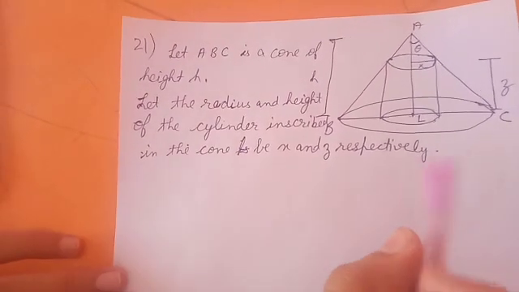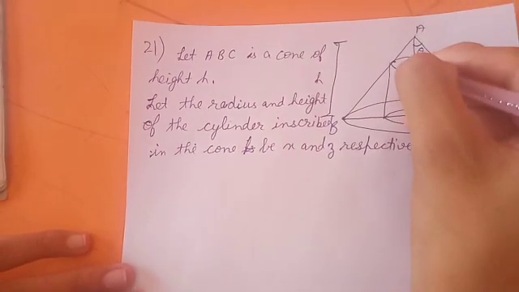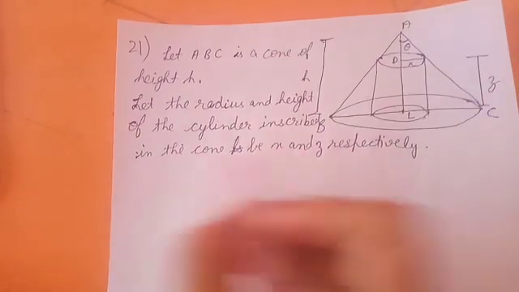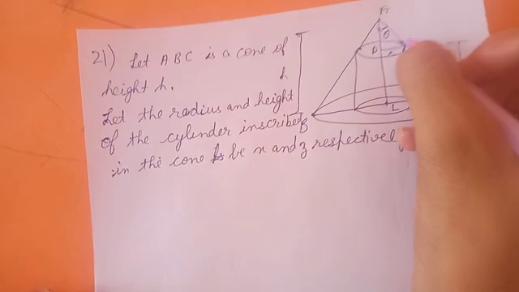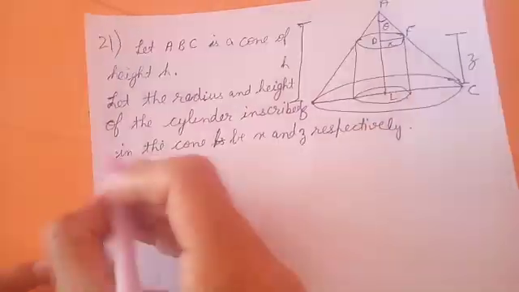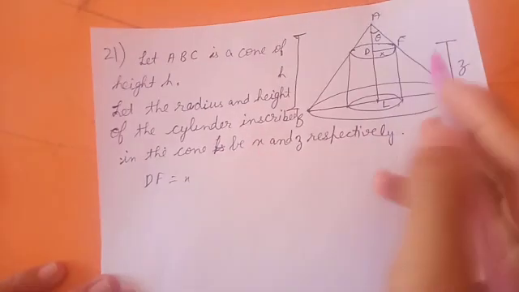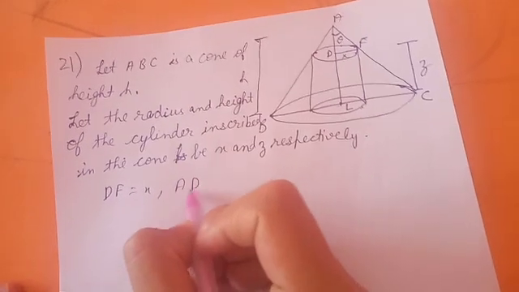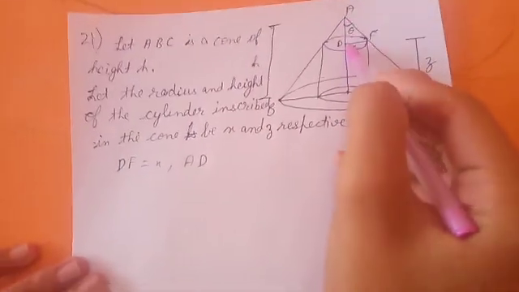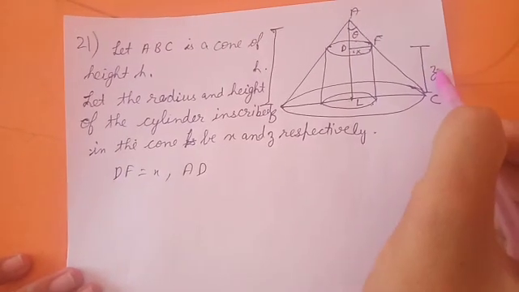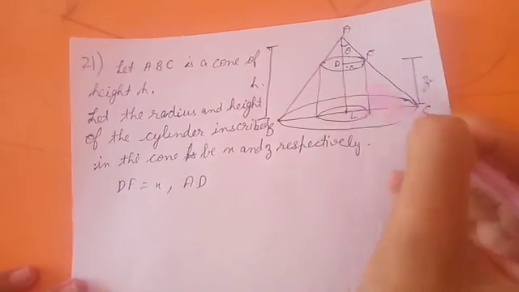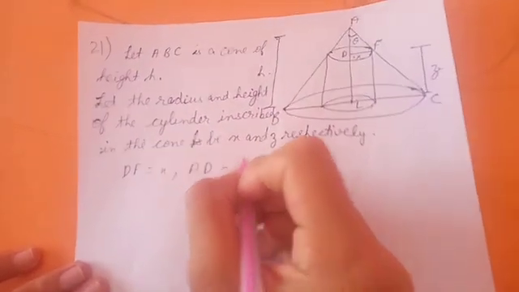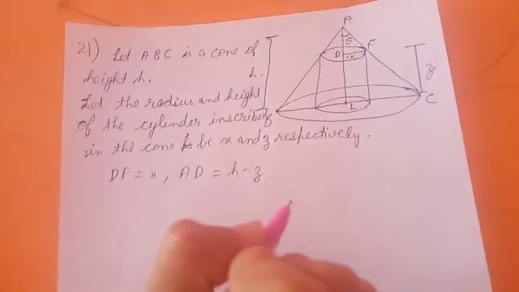Now we can name this point as D, and this is our L, and this point is F. Now DF is x. DF is what? X. X means the radius of the cylinder. And AD, what is AD? AD is h minus z, because this whole is h, this is z, so the remaining will be h minus z.